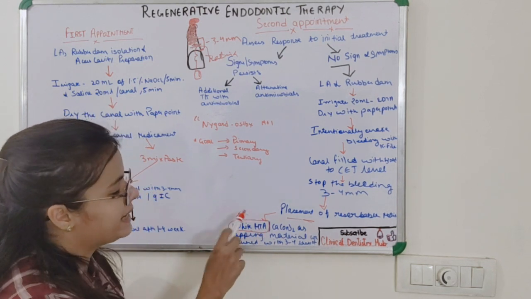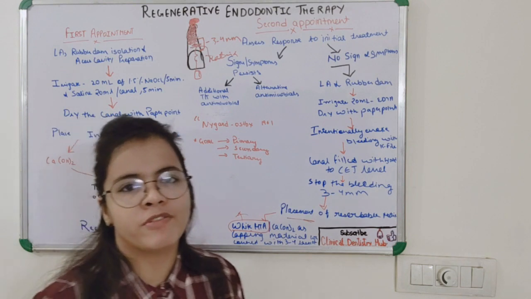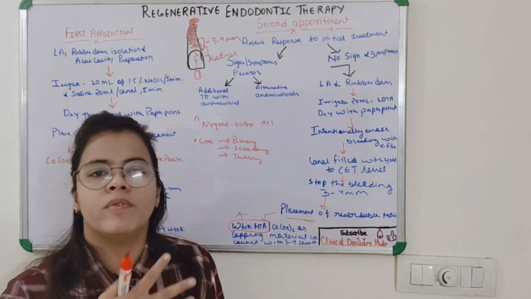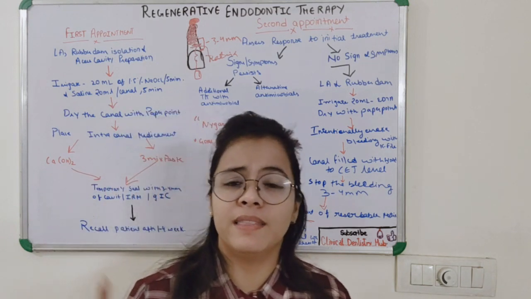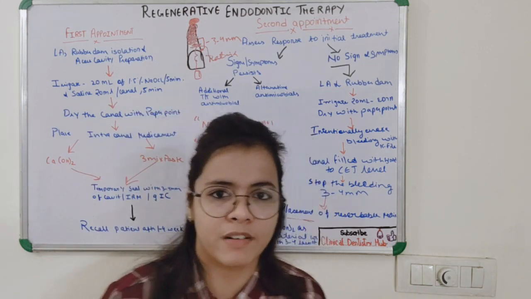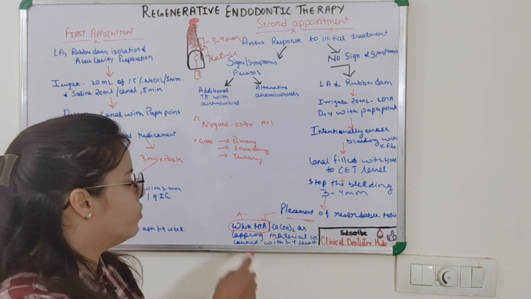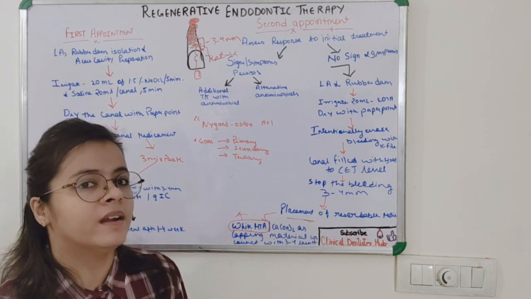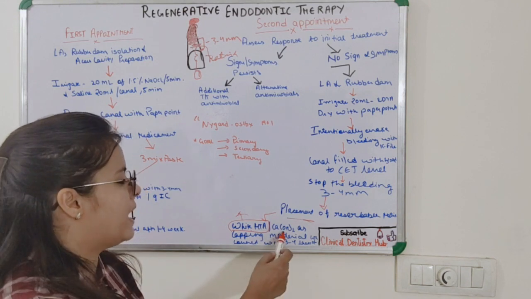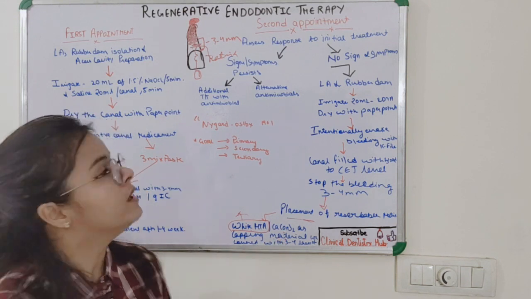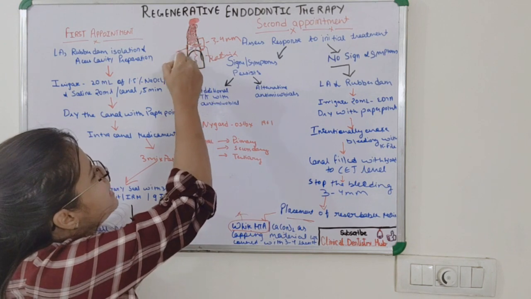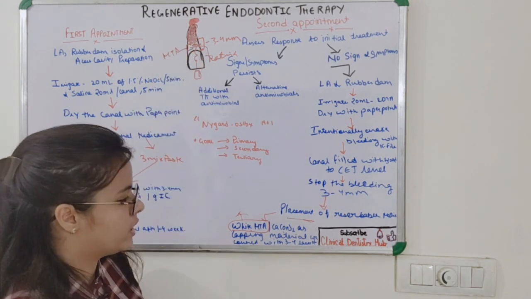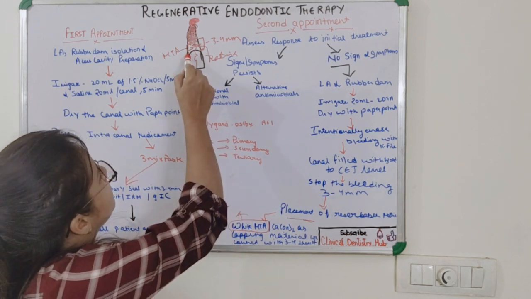Why am I saying white MTA? Because there are two types of MTA available in the market, that is the white MTA and the grey MTA. This grey MTA basically causes discoloration of the tooth. So better is to go with white MTA, as you are doing it in the anterior tooth, or you can use calcium hydroxide as a capping material. Like you have placed MTA over here, and above this MTA you have to place a restorative material.